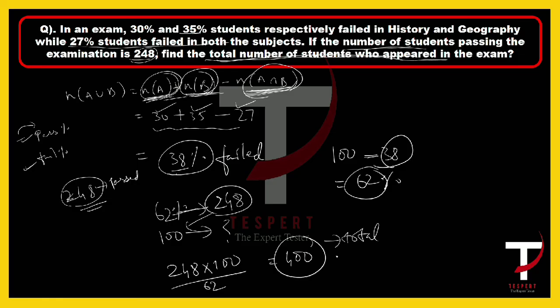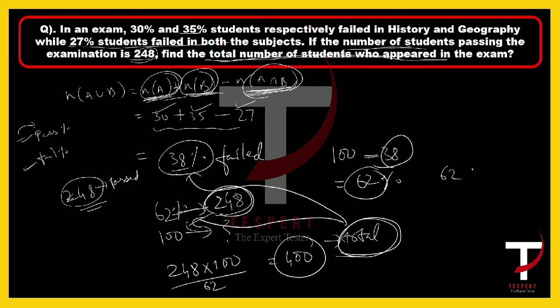Out of this 400, 38% failed and 62% passed. 62% of 400 means 248. Calculate this if you want to understand more. How much is 62% of 400? It will be equal to 248. But how? Just calculate. 62 by 100 into 400. Cancel these two. 62 into 4, which is 248. See, you got it here, right?